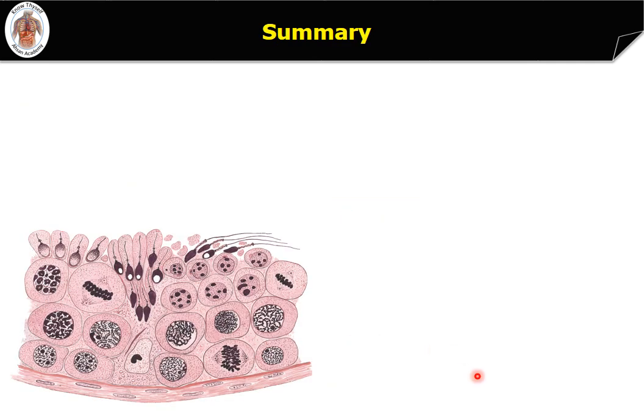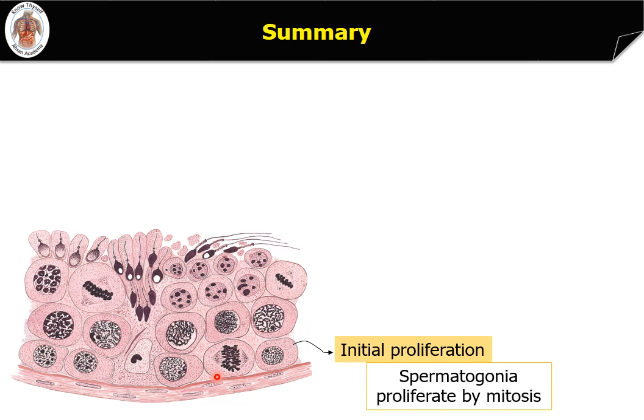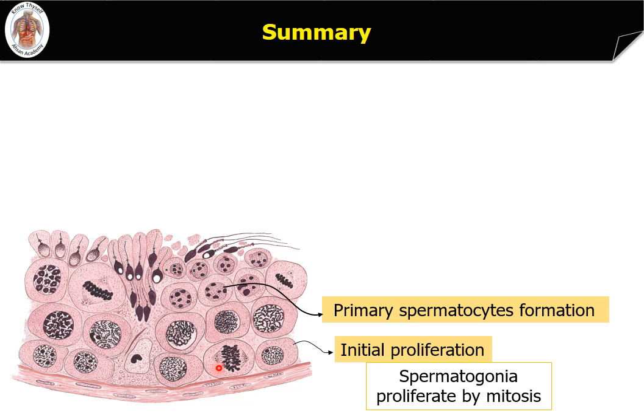So we have already discussed the four stages. Let us summarize those four stages. This is the seminiferous tubule diagrammatically drawn to show the germ cells as well as the supporting cells. This is the supporting cell, and these are the germ cells. Gradually showing change from the bottom, at the bottom, the deeper part, there is initial proliferation, characterized by spermatogonial proliferation by mitosis. Then by differentiation, primary spermatocytes are formed.